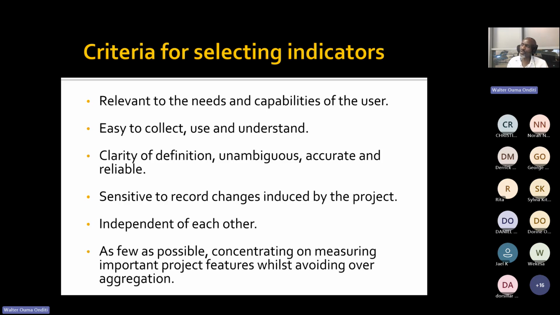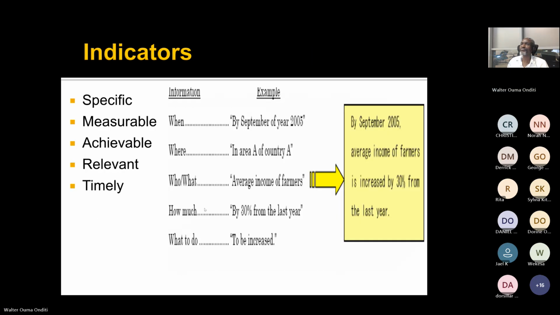So as few as possible, concentrating on measuring important project features while avoiding over-aggregation. What we are saying here is, anything can be an indicator, but just select a few. In fact, we use the term key performance indicator, meaning as many as they may be, we may not go into all of them, but what are key to the changes that we're actually looking for? In fact, in alignment with results-based management.